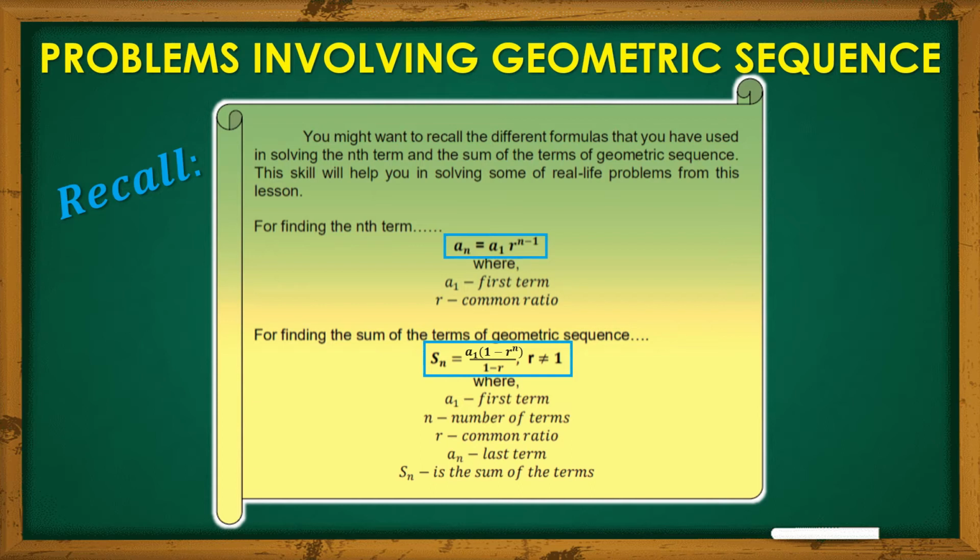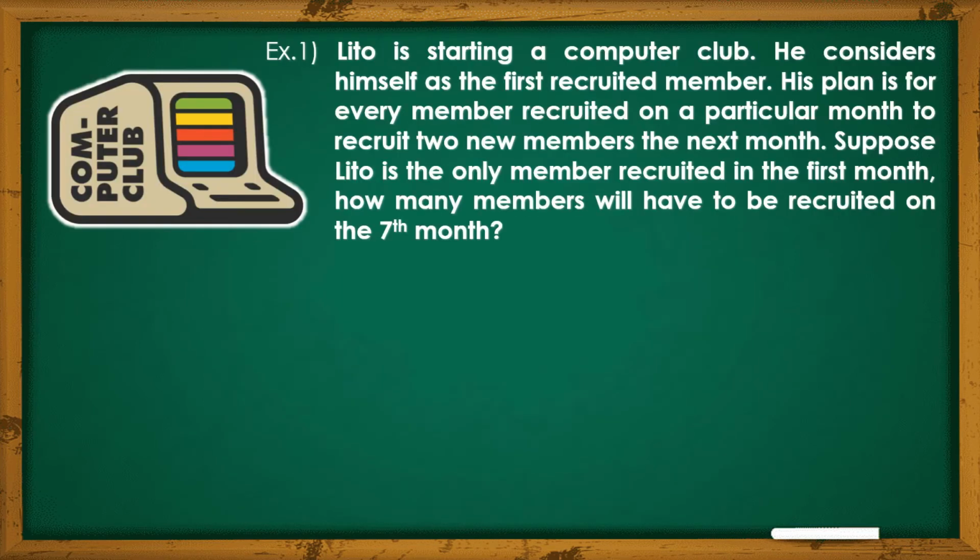Now, let's jump right in. Example number 1. Lito is starting a computer club. He considers himself as the first recruited member. His plan is for every member recruited in a particular month to recruit 2 new members the next month. Suppose Lito is the only member recruited in the first month. How many members will have to be recruited on the 7th month?